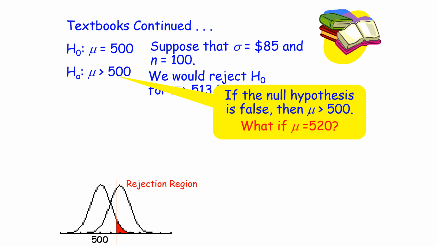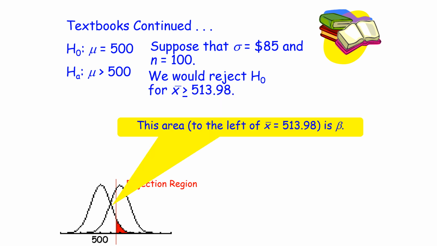Now, if the null hypothesis is false, then our mu is going to be greater than 500. So what if mu equals 520? This area to the left of x bar equals 513.98 is our beta.